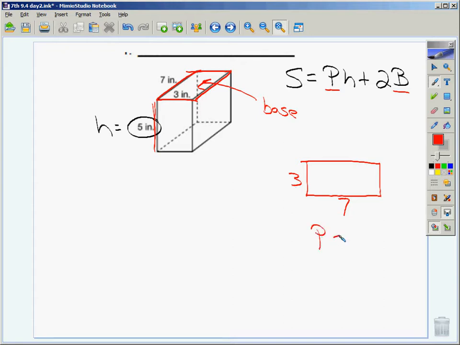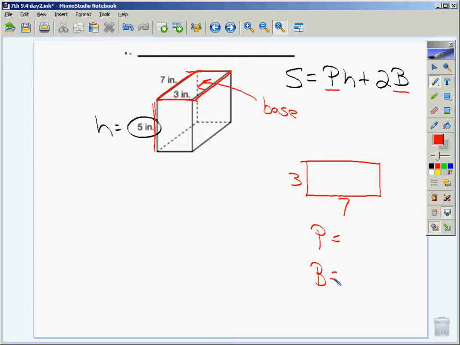P stands for the perimeter of this rectangle. This capital B stands for the area of this rectangle. If I identify the height, I separate out whatever shape that base is. Sometimes it'll be a rectangle, sometimes a triangle, sometimes some kind of complex shape. P and B will come from whatever that base shape is.